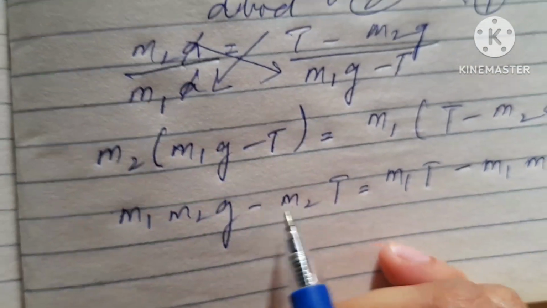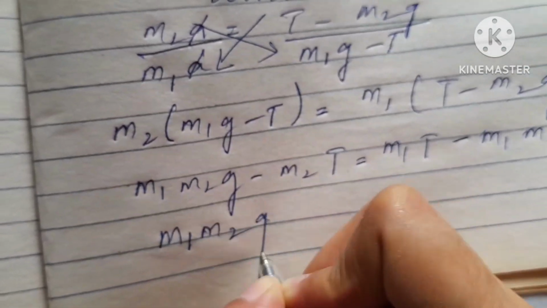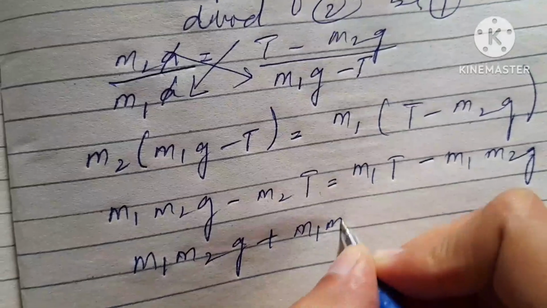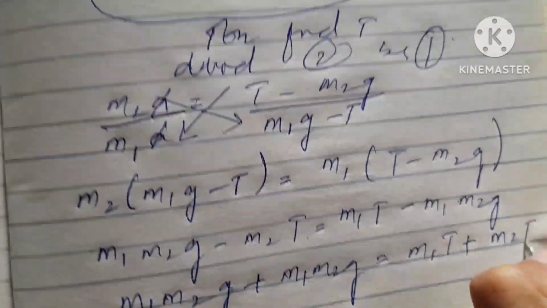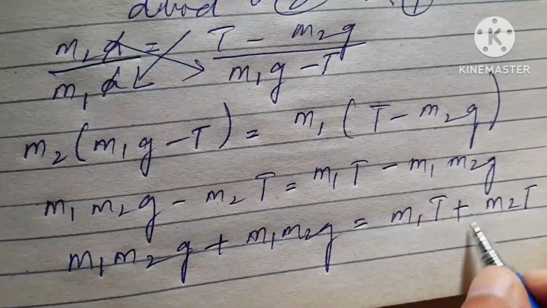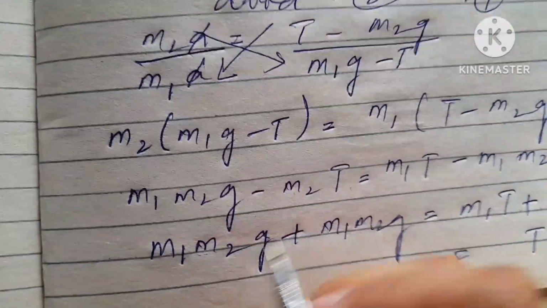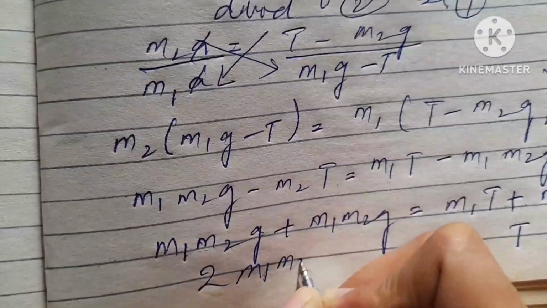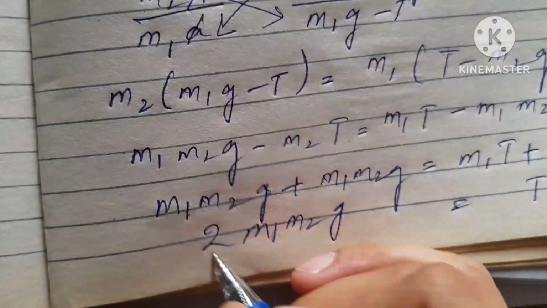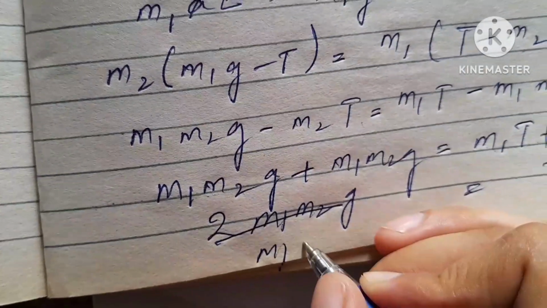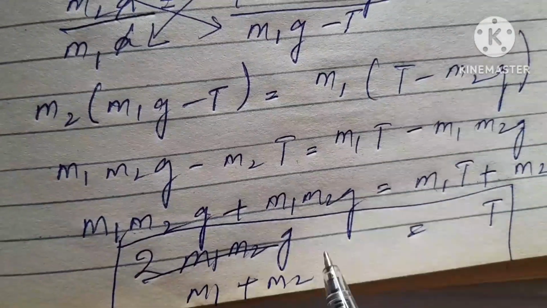As we have to calculate T, we arrange it: m1m2g plus m1m2g is equal to m1T plus m2T. Taking T common, and this adds up to 2m1m2g, and m1 plus m2 is dividing here, and it is the tension T produced in the string.